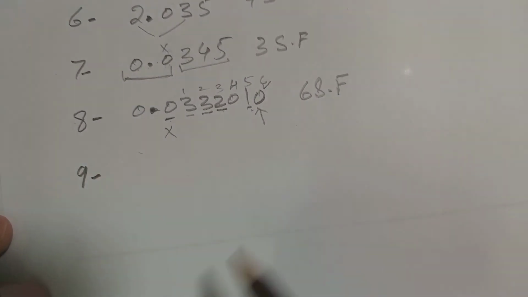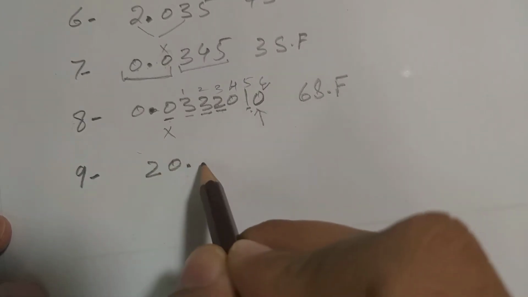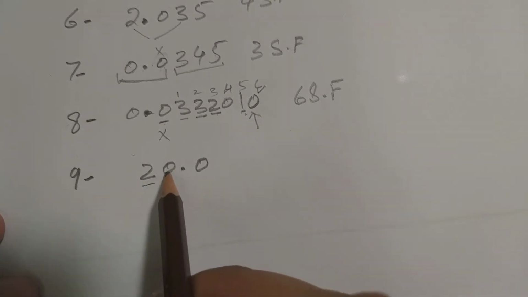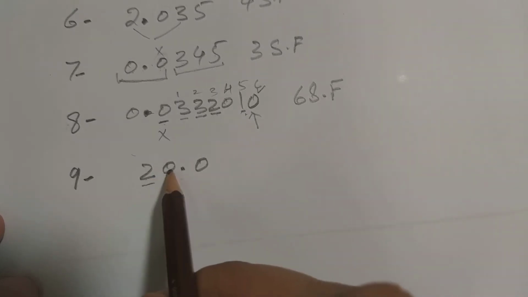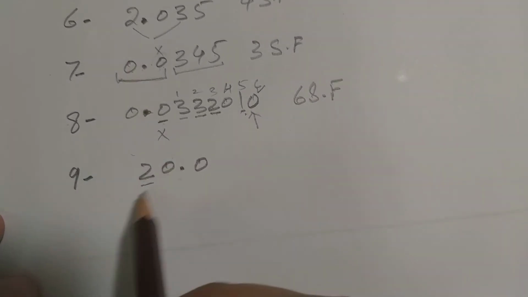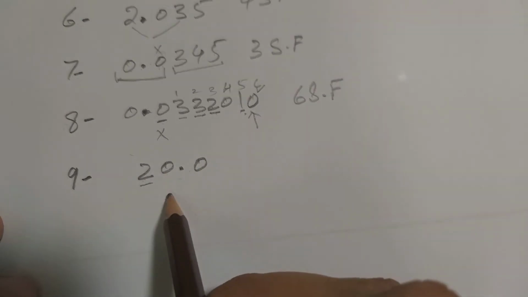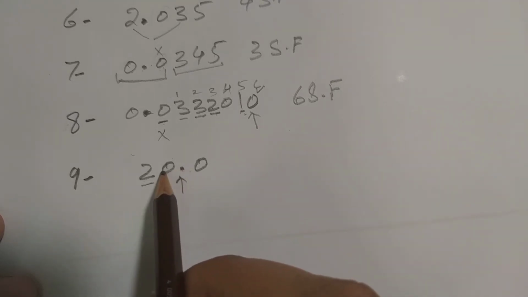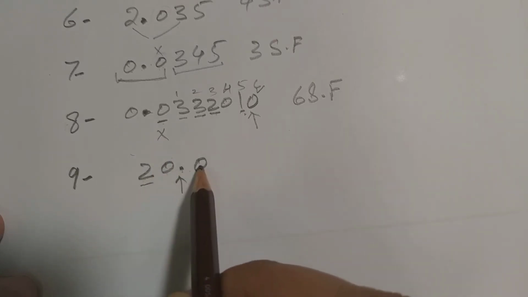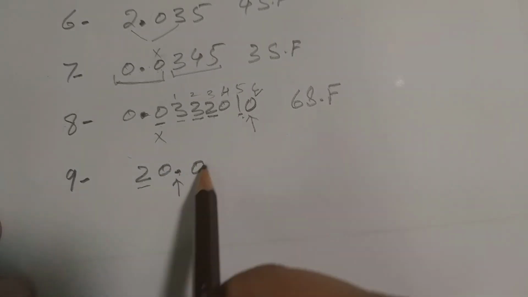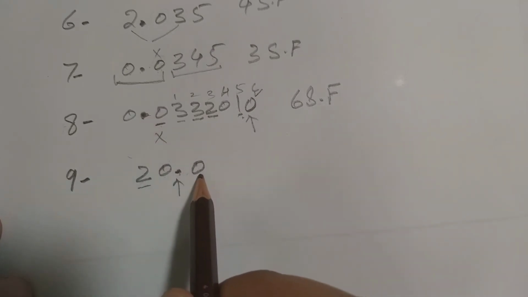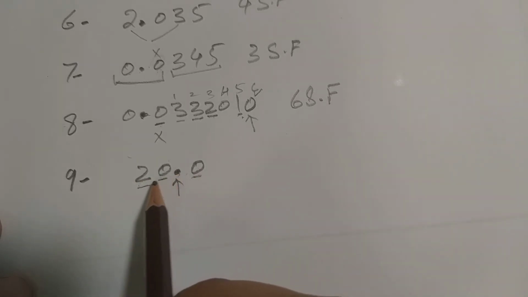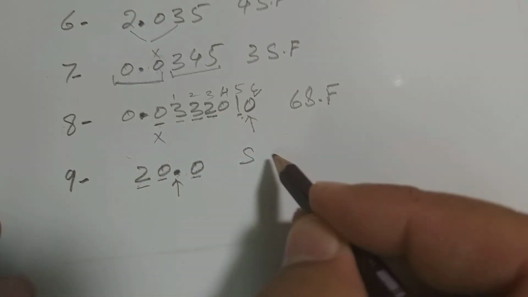Let's suppose I have 20.0. The 2 is significant, but a 0 at the end of a non-zero number is not significant, as we learned, and a 0 after the decimal at the end is also not significant. But if we focus on this decimal, the 0 between the 2 and the decimal, and the last 0, are significant, because of the decimal. So 2, 0, dot, 0: this dot makes all these numbers significant. So this is 3 significant figures.